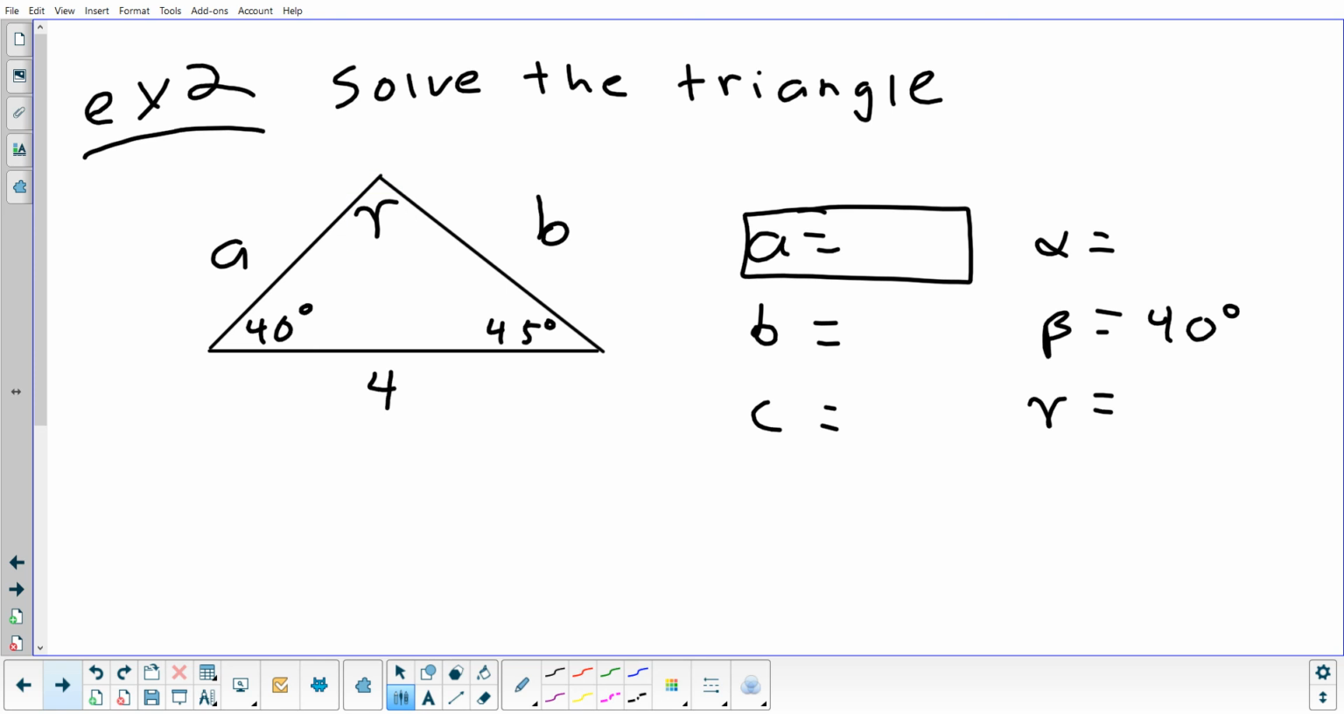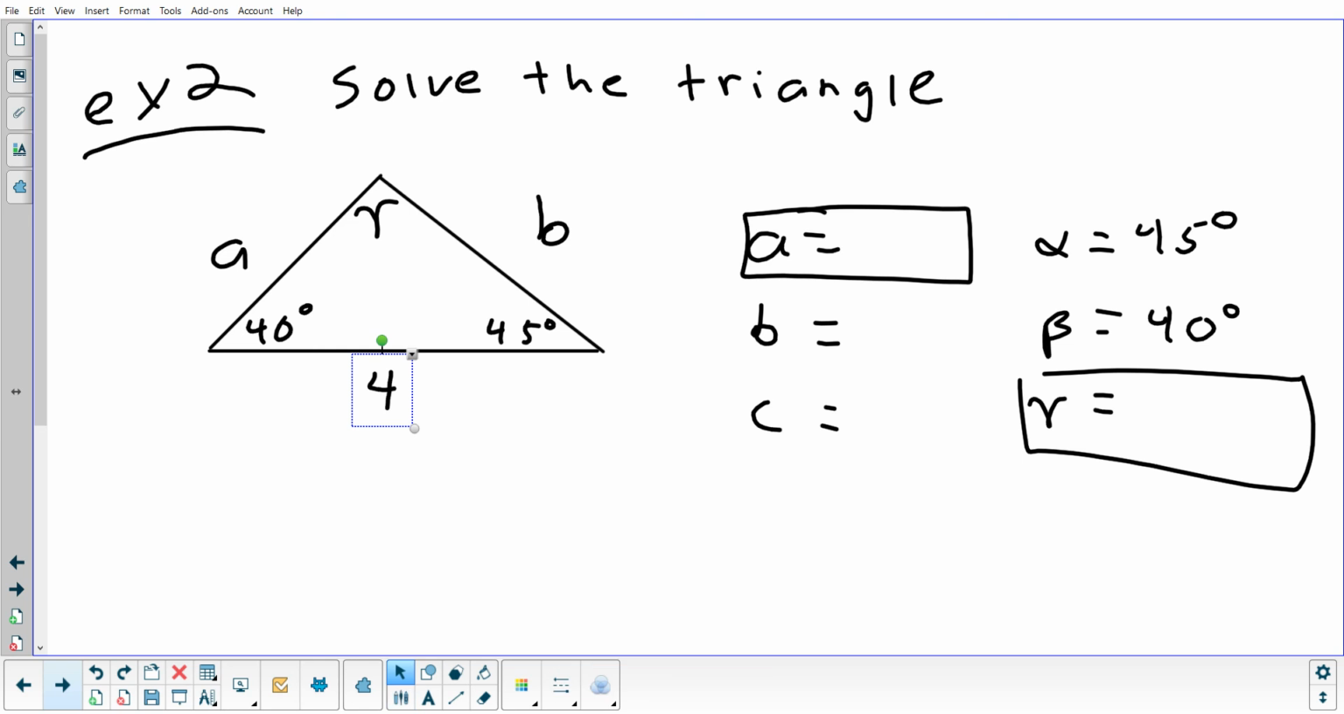We don't know gamma. So we're going to put a box around that. So we need to figure out gamma. That's alpha. So A is always across from alpha, and there's your three pieces of information. Well, except for this one, 4. We didn't put that one yet. What's the 4? That has to be C because A and B are labeled already, and they don't have numbers, so 4 must be the C. Or C must be 4.